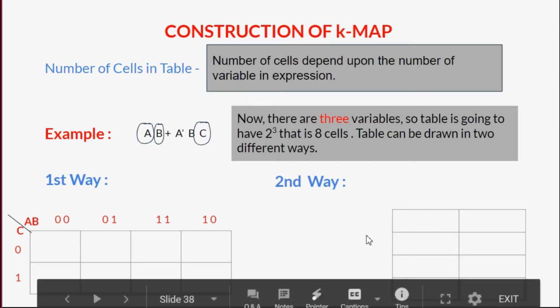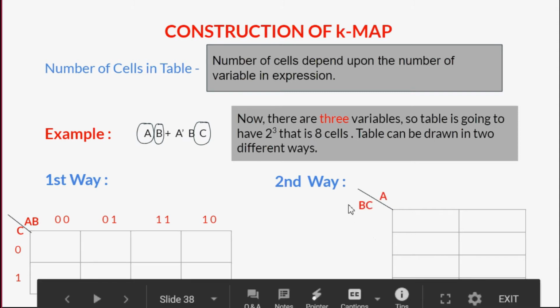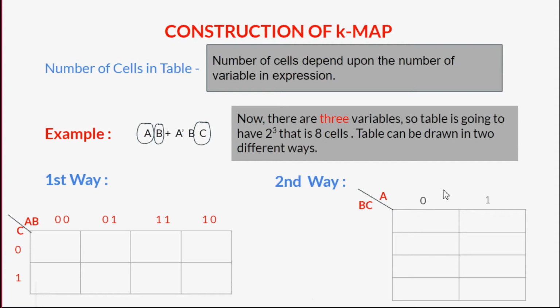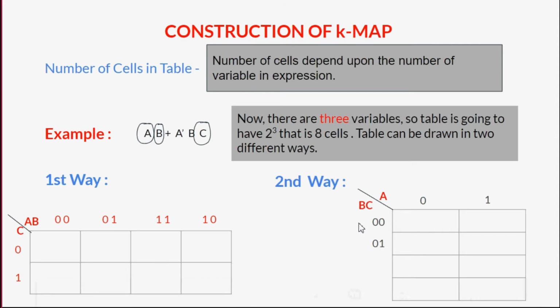Now when I rotate this first way, vertically I am going to have 4 rows, which means vertically I am going to represent the combination of two variables, like BC, and horizontally there is only one single variable, that is A. In case of A, I can have either 0 or 1. In case of BC, both the inputs could be 0. There is a possibility that B is 0, C is 1. There is a possibility both are 1.